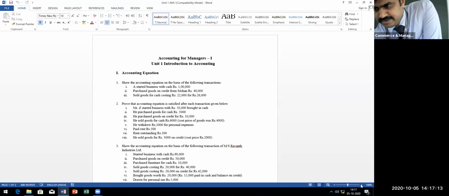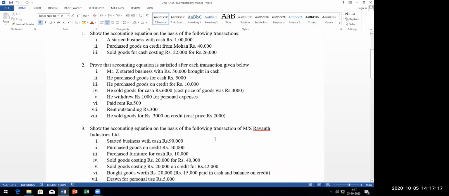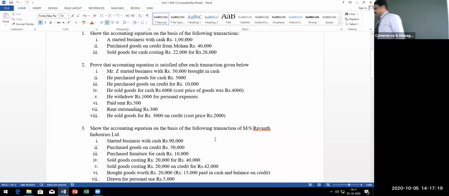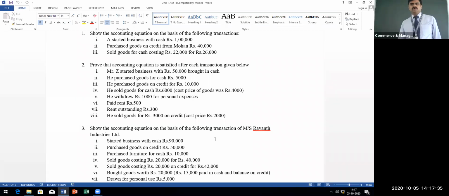Are you able to see the screen? Yes, sir. Last week we were seeing question number 2, right? We have done 2 transactions, that is, he purchased goods for cash rupees 5,000. So for the second problem, we will now do the third transaction. I'll write the columns on the board.